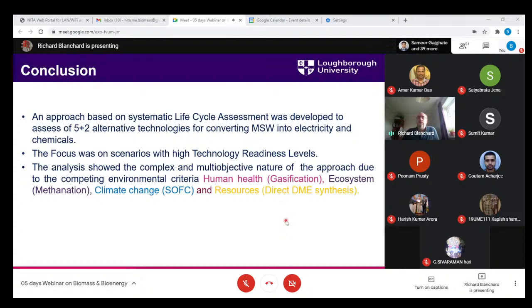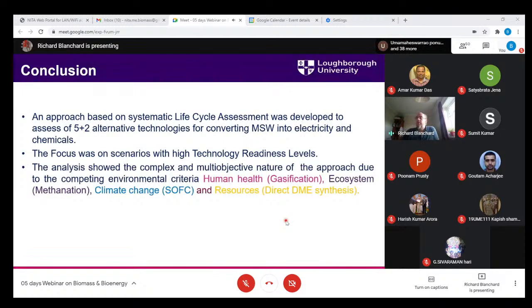So as you can see, the overall idea behind this was to look at life cycle assessment for a range of different ways to convert municipal solid waste to electricity and chemicals. We started by looking at those mature technologies, those which could be developed into commercial systems, and looked at the range of different effects.